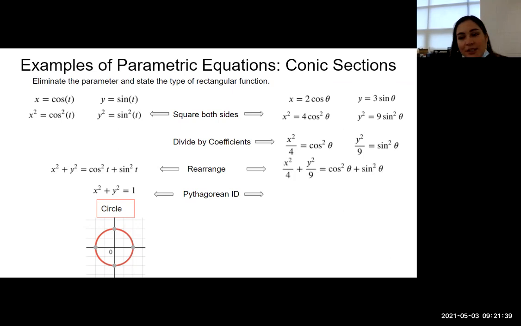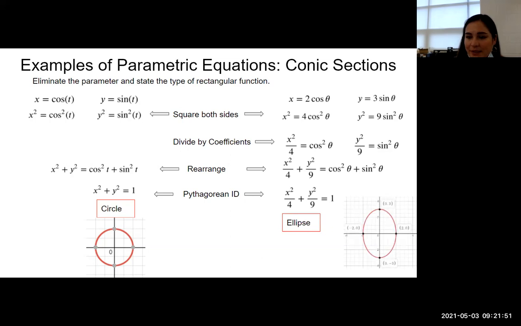Okay, so we rearrange just like we did in the first example. And bam, Pythagorean identity, cosine squared plus sine squared is 1. And then because those coefficients were different, this is an ellipse, right? And this is actually what that ellipse looks like. So pretty cool. We can use sine and cosine and Pythagorean identity to rearrange our parametric equations into rectangular equations. And we don't call these functions because you have more than one output for most of the x's here. So we're going to call them relations, which is why this rectangular function piece here is an error on my part that I'll go back and fix in your notes.